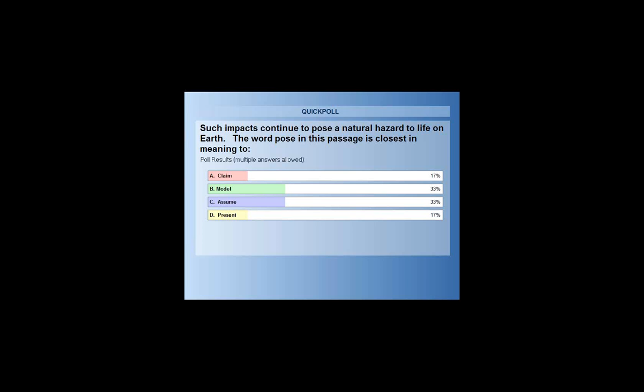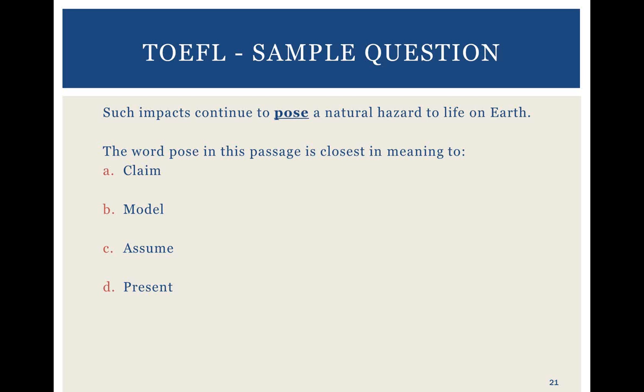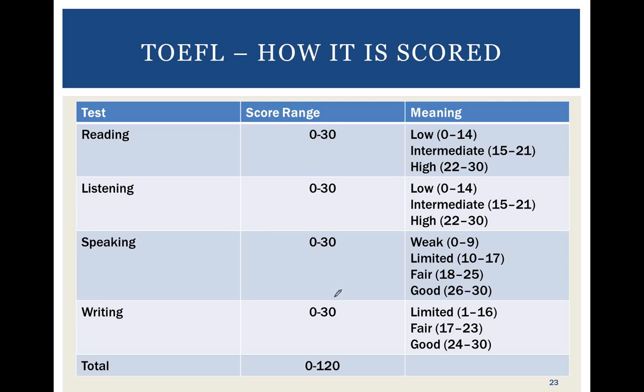And as we discussed, each of the four sections of the TOEFL is scored from 0 to 30. If you're taking the internet-based TOEFL, which is what most people would be taking if you're taking it in Russia, that will give you a total score from 0 to 120.